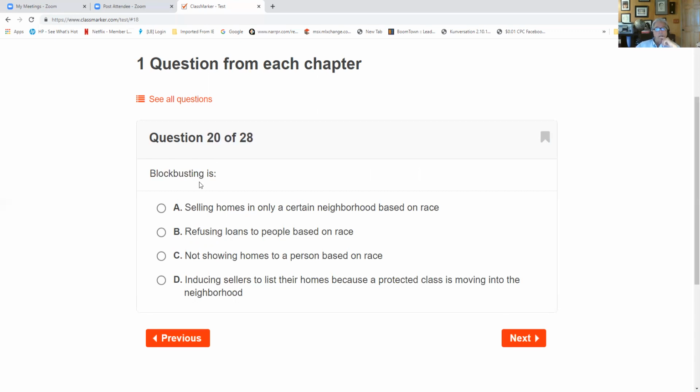Question 20, chapter 20. Blockbusting is inducing sellers to list their homes because a protected class is moving into the neighborhood. Selling homes in a certain neighborhood based on race, that's called steering. Steering is also not showing homes to a person based on race. Again, that's still steering. And refusing loans to people based on race, that's redlining. So blockbusting is inducing sellers to list their homes because a protected class is moving into the neighborhood.